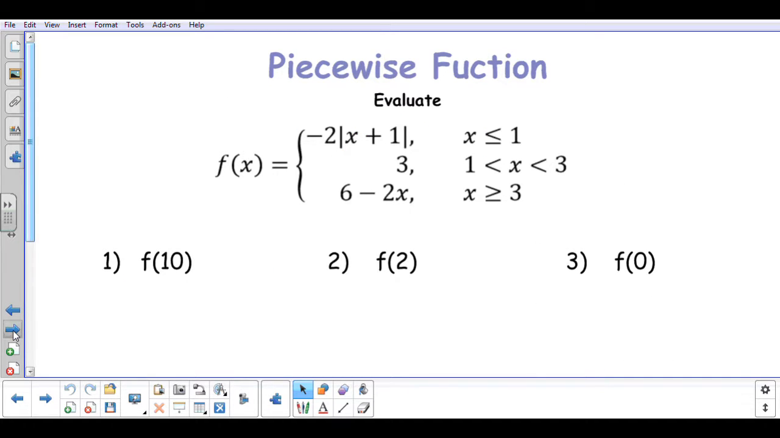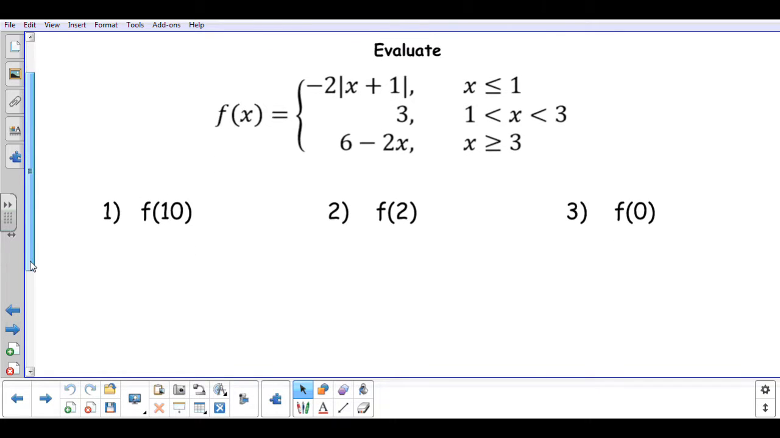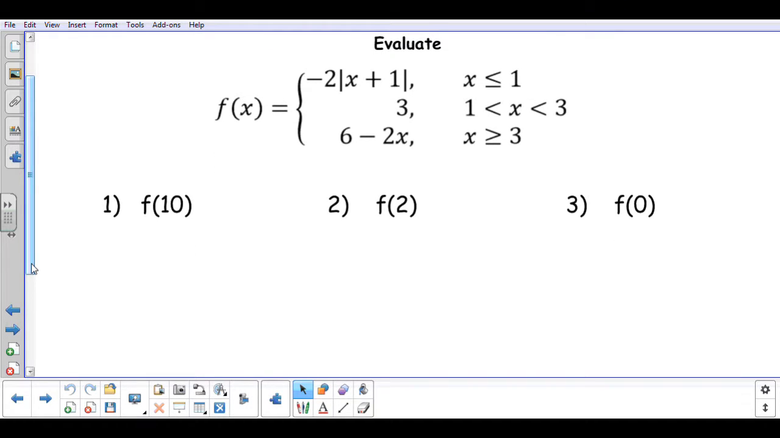Before we get to the graphing, we are going to evaluate the functions for values. So here I have three different equations, all with their own restrictions as far as their x values go. And in 1, 2, and 3, I have x values that I want to plug into the function. So what I need to determine is where does my x value fit into my function, and then once I figure that out, I can determine its value.